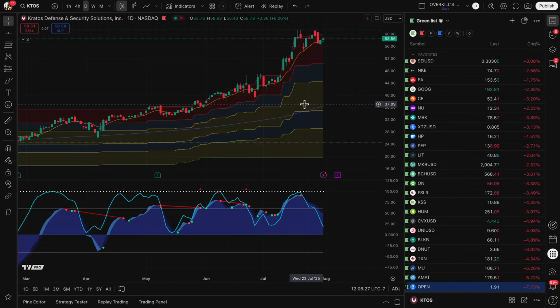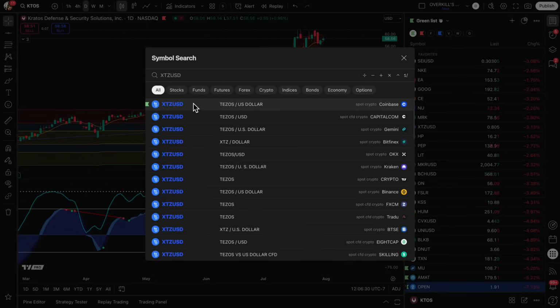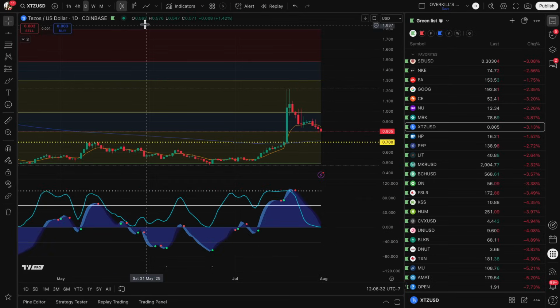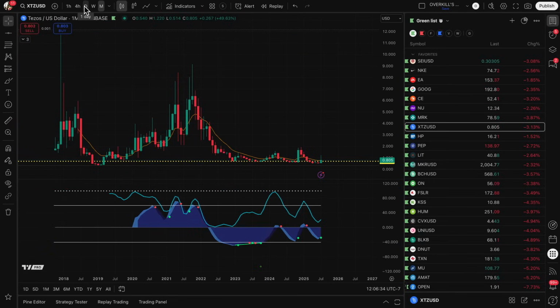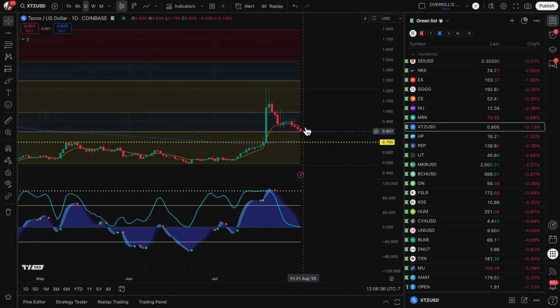XTZ. XTZ had a really nice move. This one's green on the monthly as well. Looking very good here at 80 cents. Target on that's all the way back up there between 160 and 180. I love this one. I would buy it off the 4 hour or the daily alert.